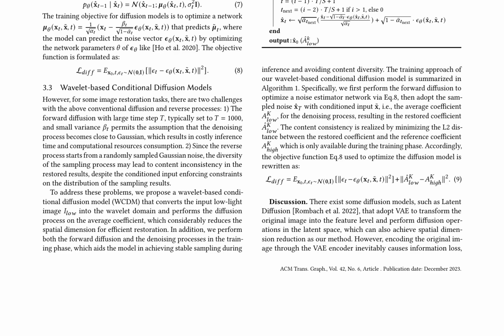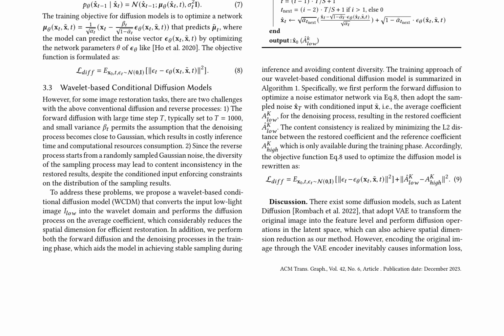The model also adopts both forward diffusion and denoising processes in the training phase, ensuring stable sampling during inference. The training approach of the WCDM is summarized in Algorithm 1, which involves optimizing a noise estimator network via a loss function that combines the diffusion objective function and a content loss function.